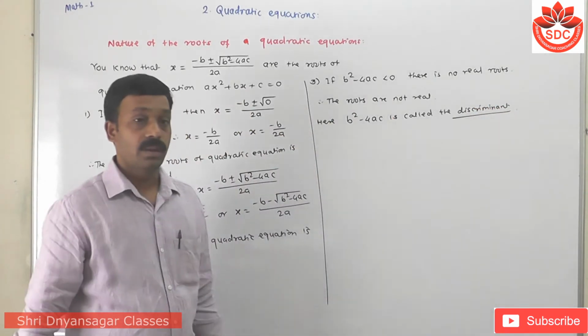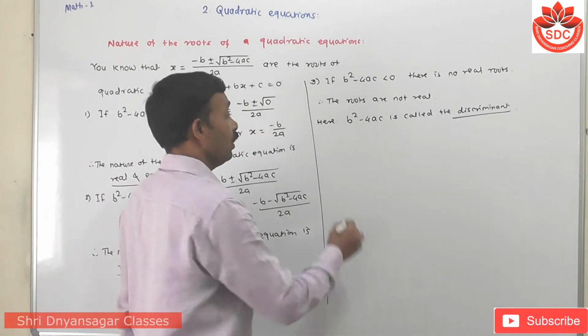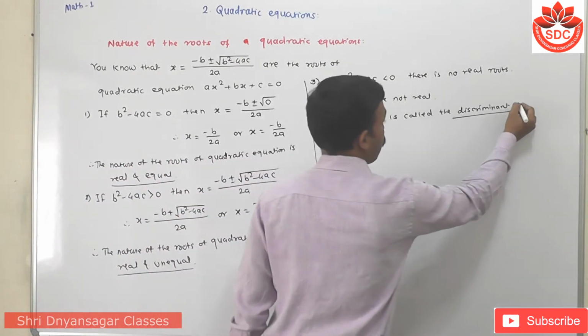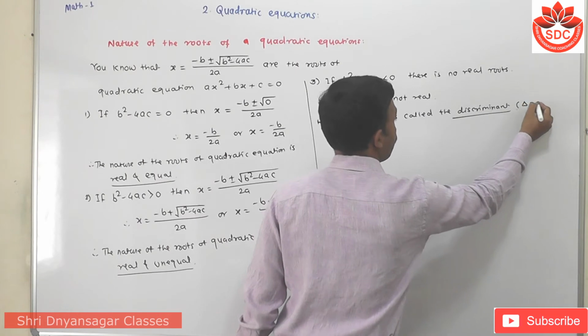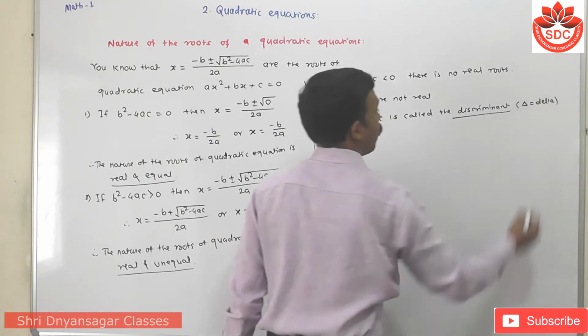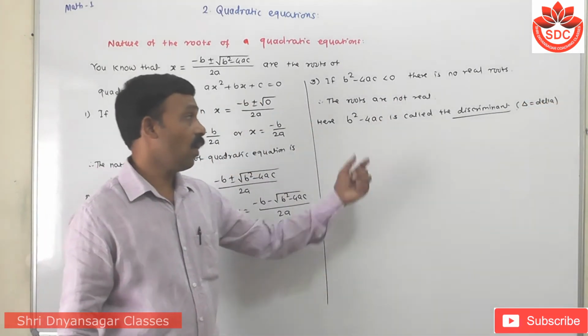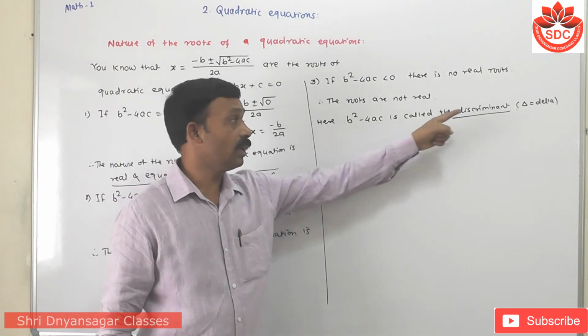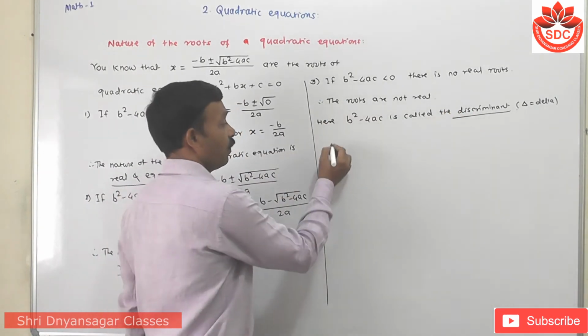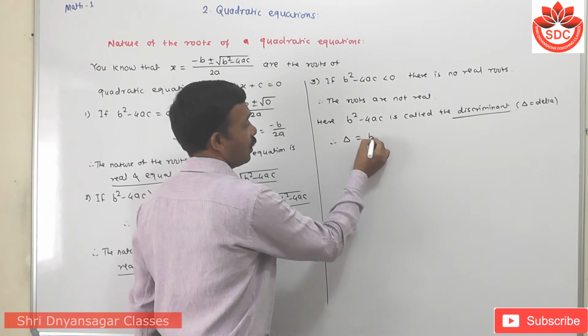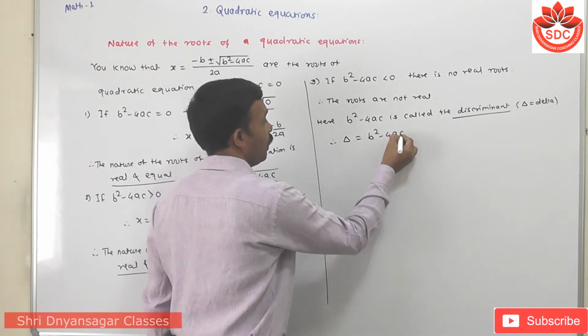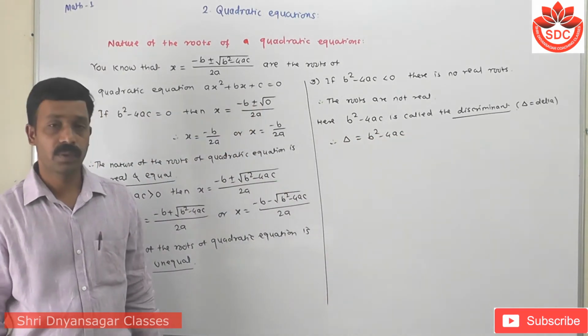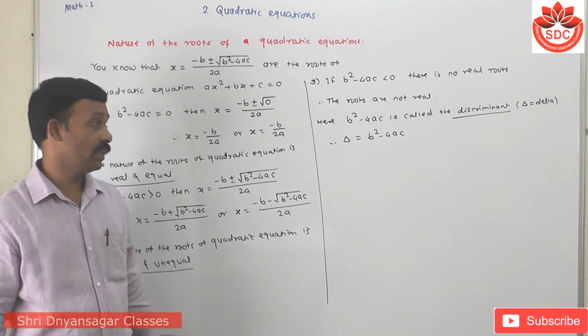Now student, this is denoted by the sign delta. This is called delta. Now we use delta for b square minus 4ac. Therefore this value delta is equal to how much? b square minus 4ac. I have to prepare one chart for understanding it.